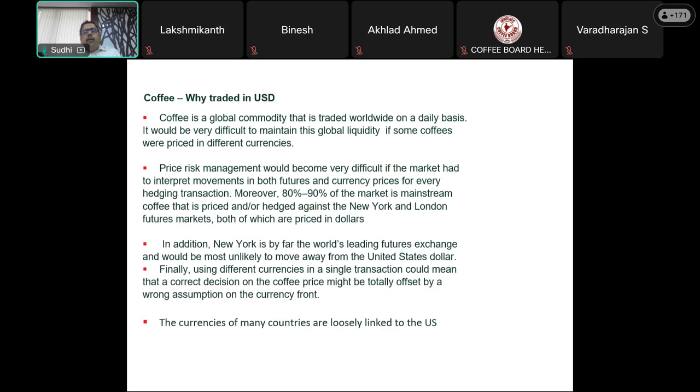It would be very difficult to maintain this global liquidity if some coffees were priced in different currencies. Price risk management would also become very difficult if the market had to interpret the movements in both futures and currency prices for every hedging transaction. Moreover, 80 or 90% of the market is mainstream coffee that is priced or hedged against the New York or the London futures market, both of which are also priced in US dollars.